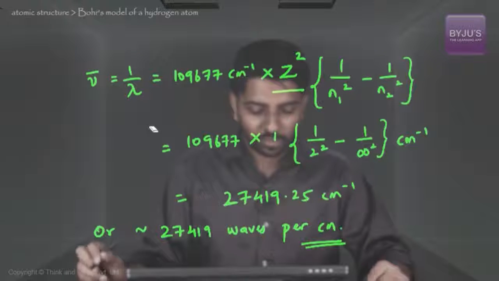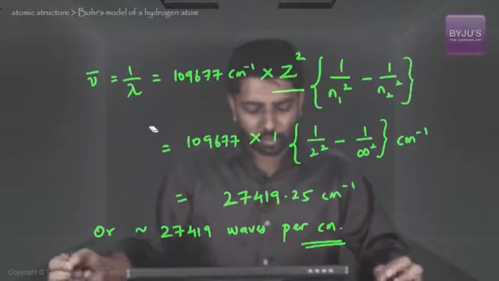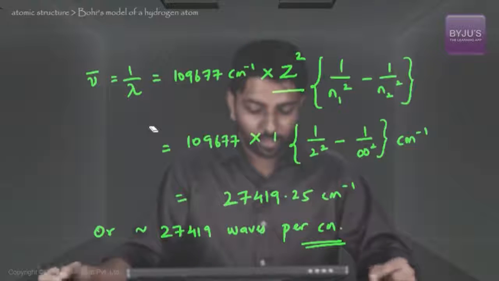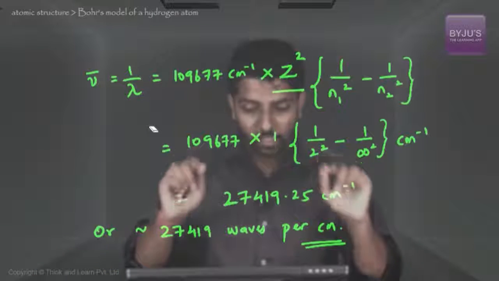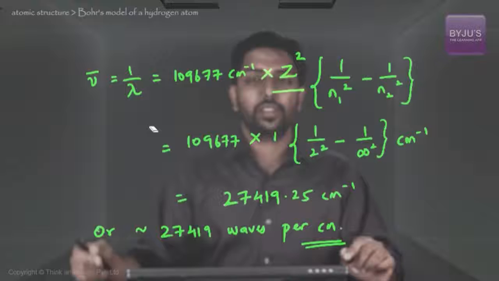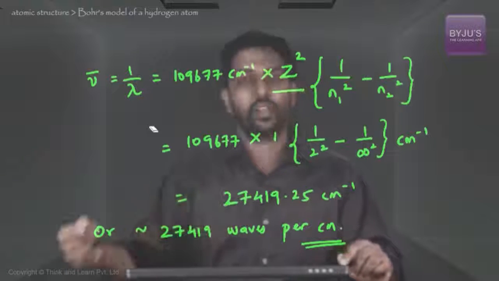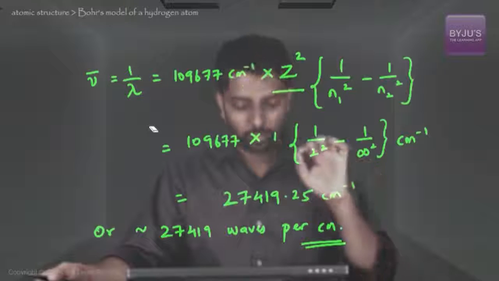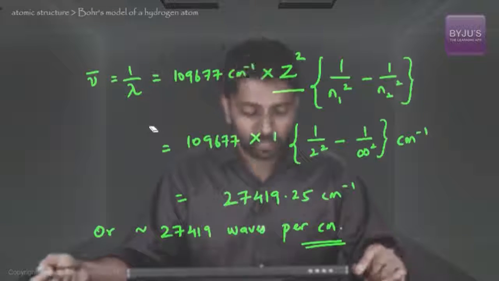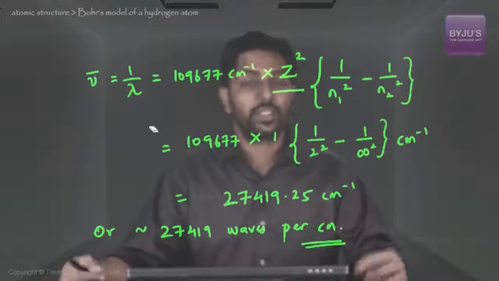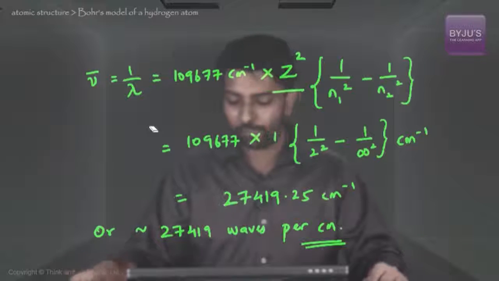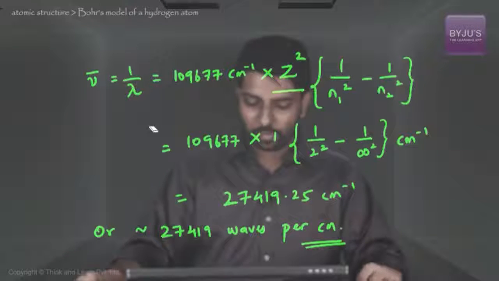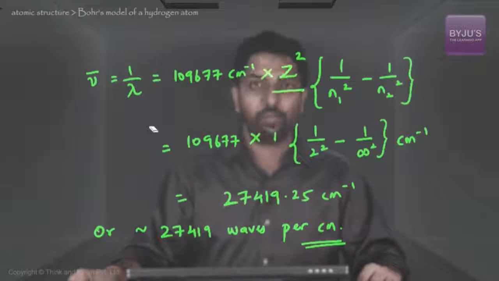27419.25 per centimeter, or approximately 27419 waves within a centimeter, or that many wavelengths. When I say waves, you can also think of it as that many wavelengths. So we have 27419 waves per centimeter. Wave number is what we set out to calculate, and that is what we have done. And that concludes this problem.